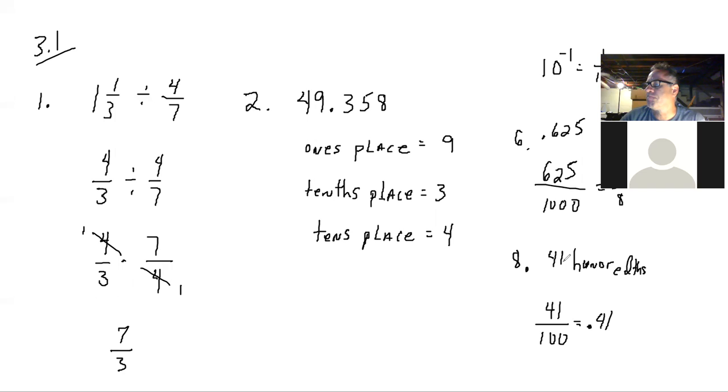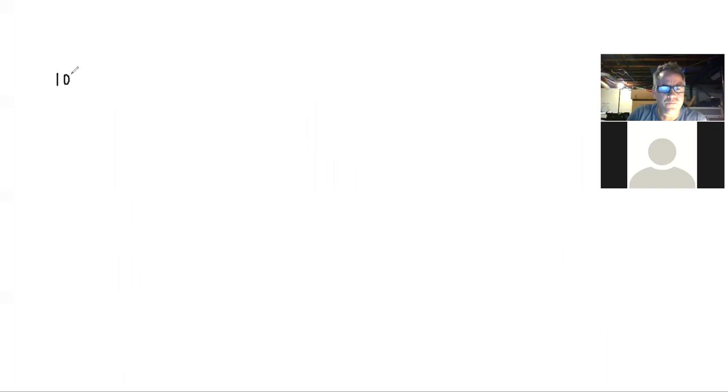Okay, more of the same. Number 11 is just a quick rounding problem. Still 3.1. You're given 43.5643. It says round to the tenths place, or round to the nearest tenth.